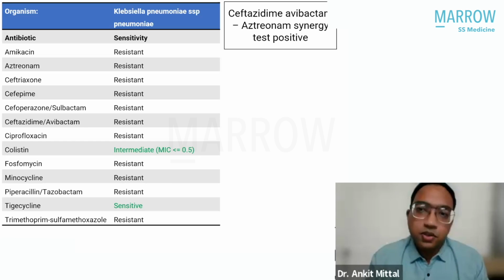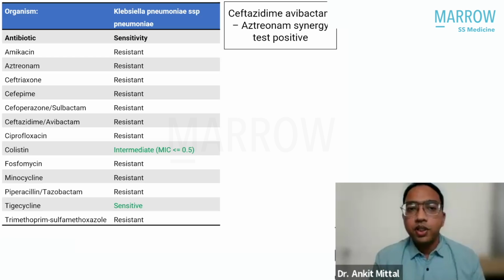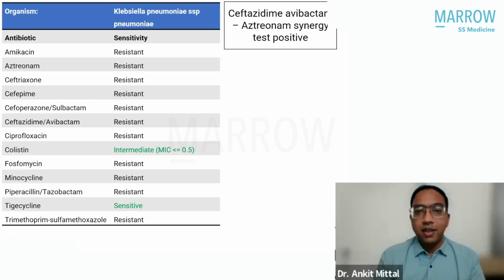Important point about this combination is both the antibiotics have to be given simultaneously. So if the patient has no renal dysfunction, we give 2.5 grams of ceftazidime-avibactam every 8 hours with 2 grams of aztreonam every 8 hours. And we instruct the nursing staff to give both the injections at the same time so that they reach the same concentration in the blood at the same time.